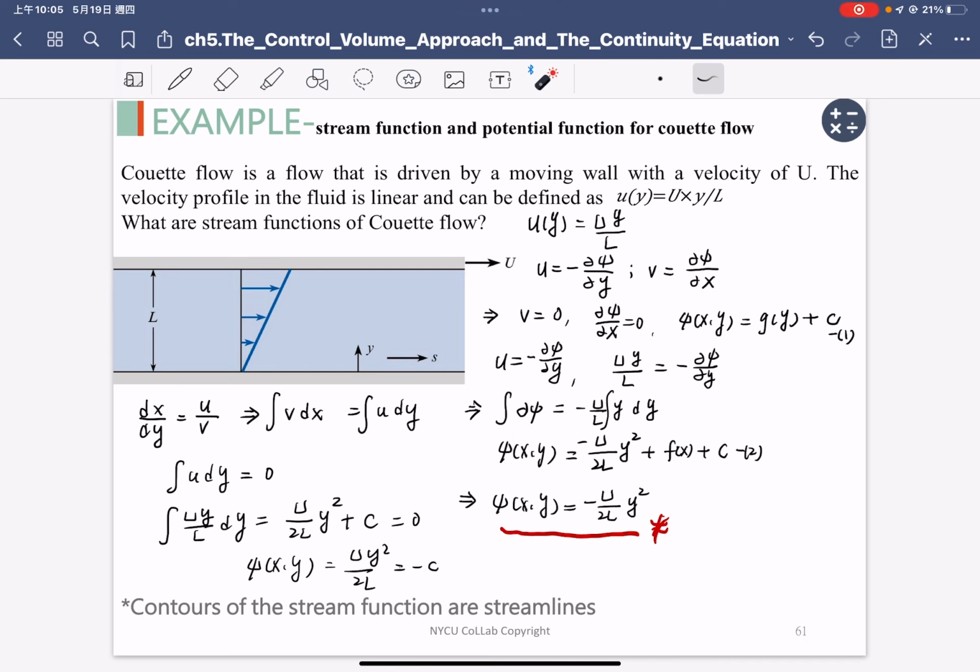So in the next class on Wednesday, we will move to chapter 6. We will discuss the physical property of the momentum changes along the control surface boundary, and how momentum changes inside the control volume problems. And we will have the quiz on Wednesday. So see you on Wednesday.